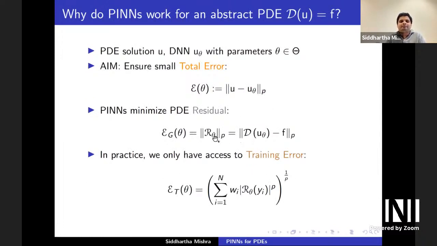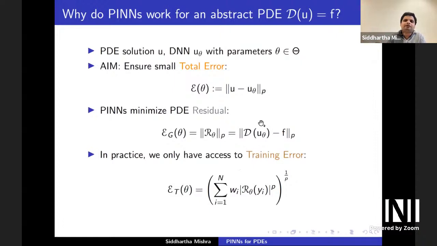So in practice, ideally, I would like to minimize this population risk, but in practice, I only have access to a quadrature, random points or Sobol points or some grid points, for instance. So by minimizing this training error, I want to control the error. So what is the source of errors and how can we relate these errors?